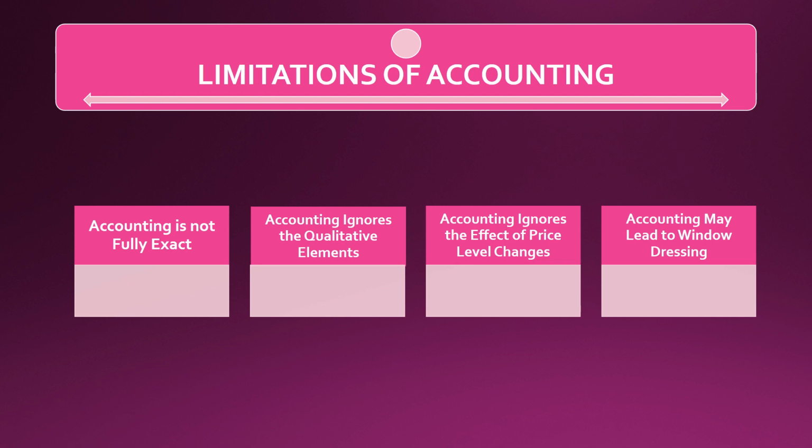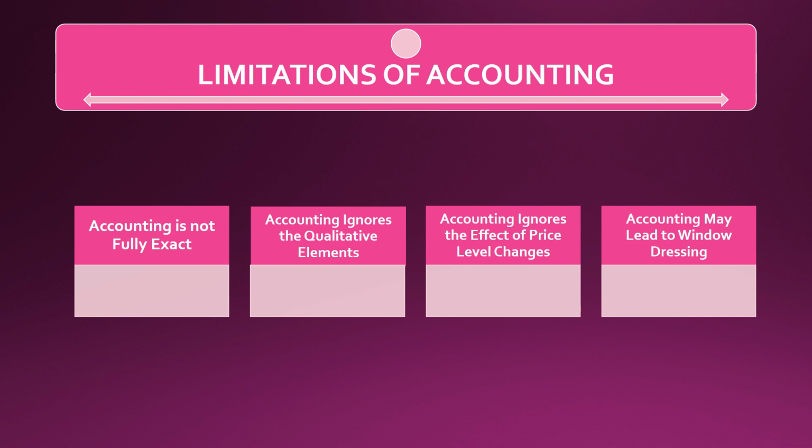The next one is, accounting ignores the effect of price level changes. Generally, accounting statements, that is the financial statements, are prepared at original cost, the cost at which the goods have been purchased, and the value of money is bound to change from time to time. As a result, the financial information which has been given in the books of account ignores the change in the price.